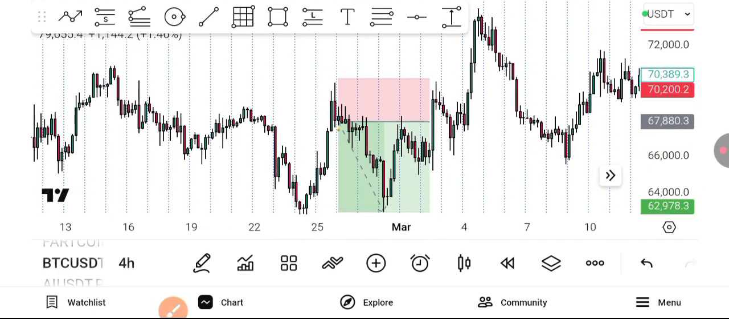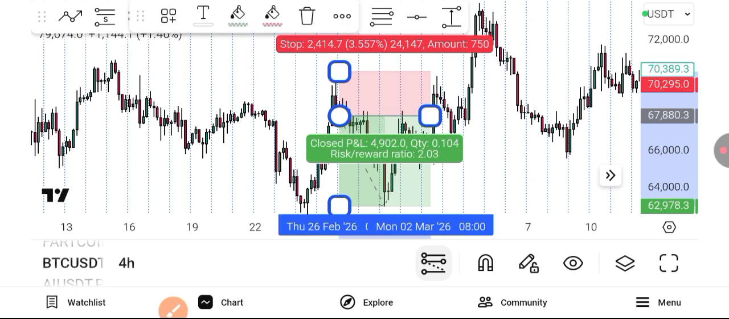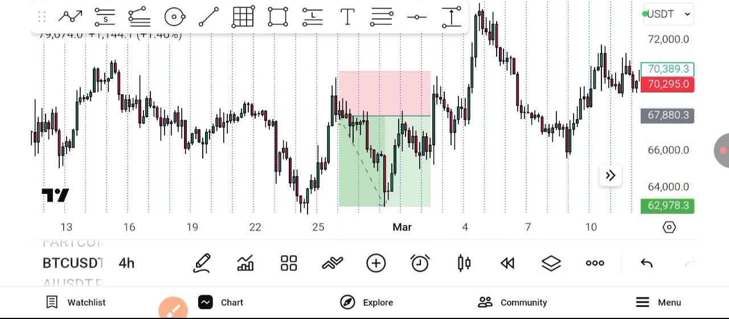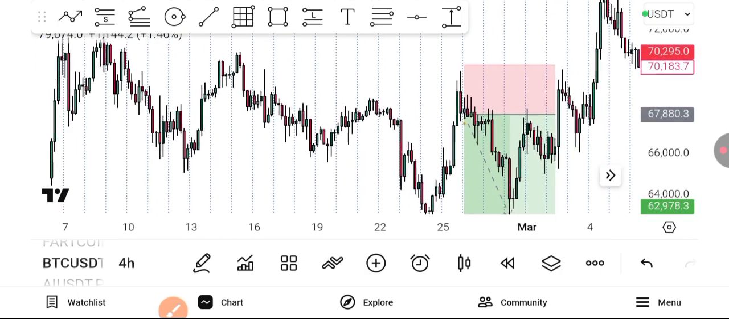Okay, so make sure you first of all set your stop loss above it. So this is it. This is how to use it. This is how the structure looks.